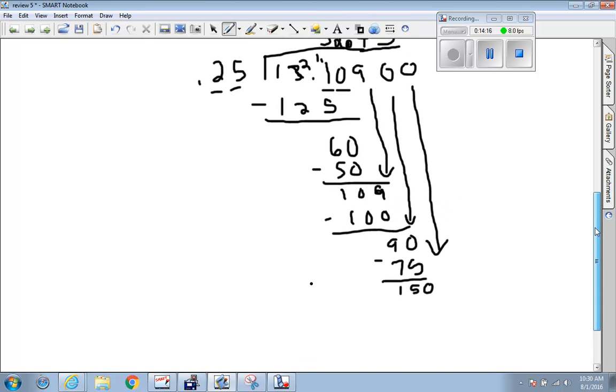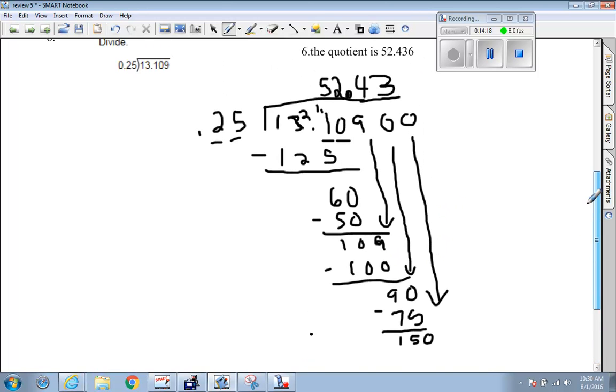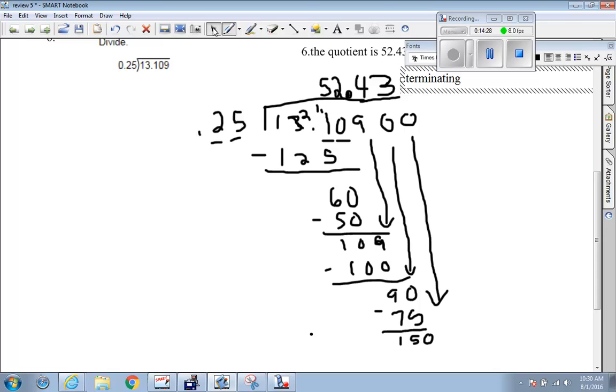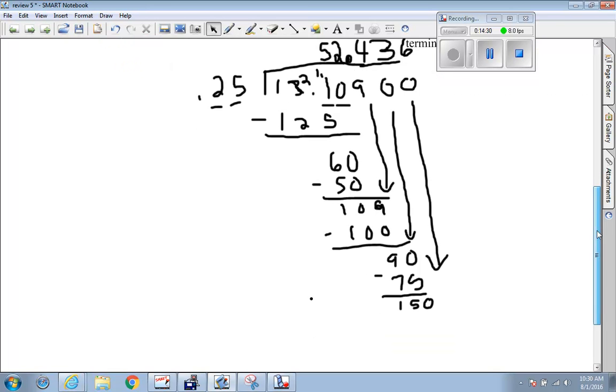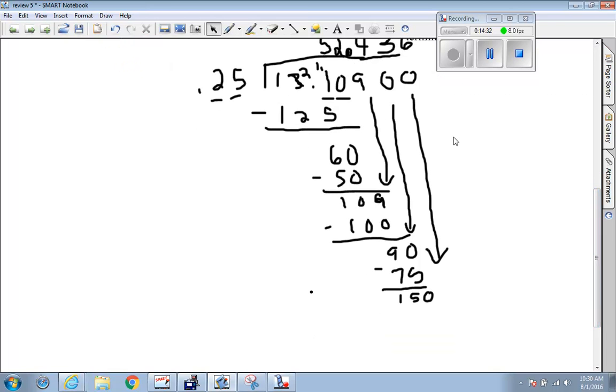And then 25 into 150 is going to go perfectly 6 times. And big note to self, you'll know that you have a terminating decimal. Okay, so that goes in perfectly.